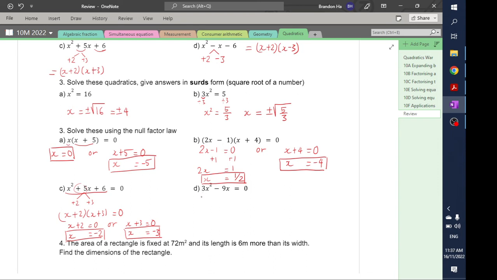Okay, for the next one, a little bit trickier. There is a number 3 next to x, so we simply need to take them outside the bracket. x squared minus 3x. Right, you see that? We take 3 from both of these. So we divide, 9 divided by 3 becomes 3 here. Equals 0.